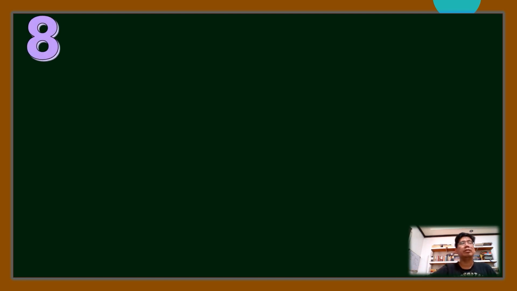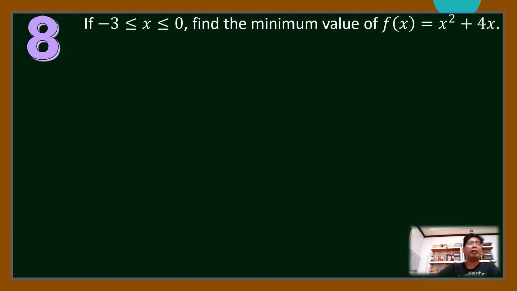Problem number 8. If x is greater than or equal to negative 3 but less than or equal to 0, find the minimum value of f of x is equal to x squared plus 4x. Here is our solution. f of x is equal to x squared plus 4x is a parabola that opens upward.